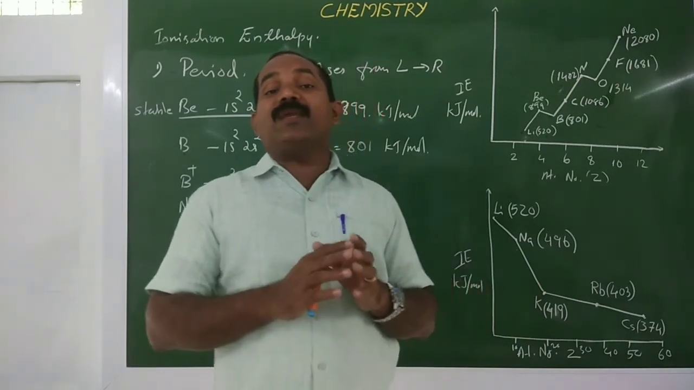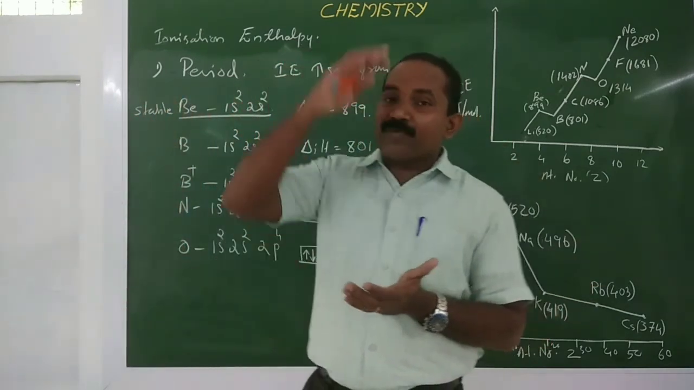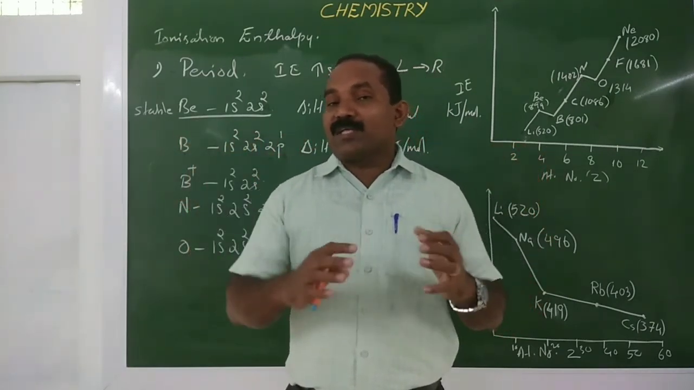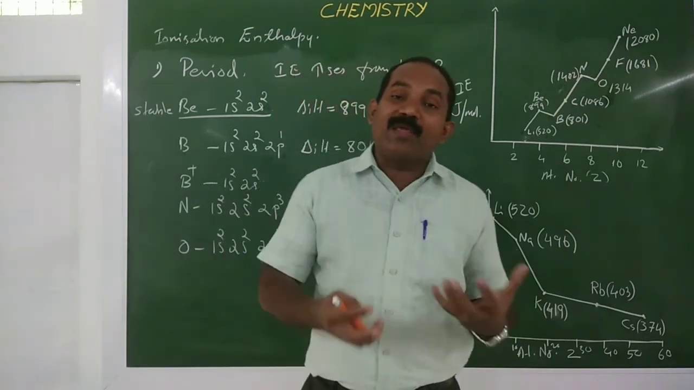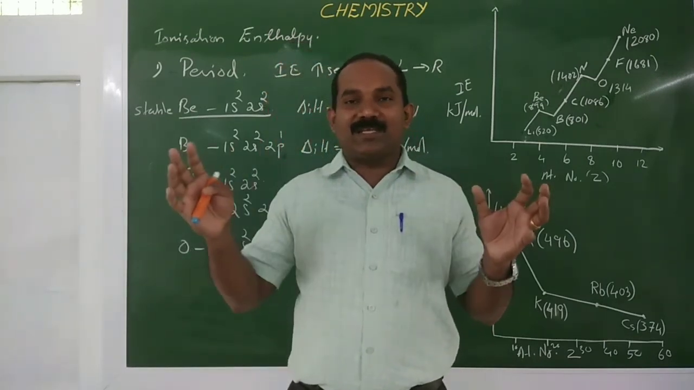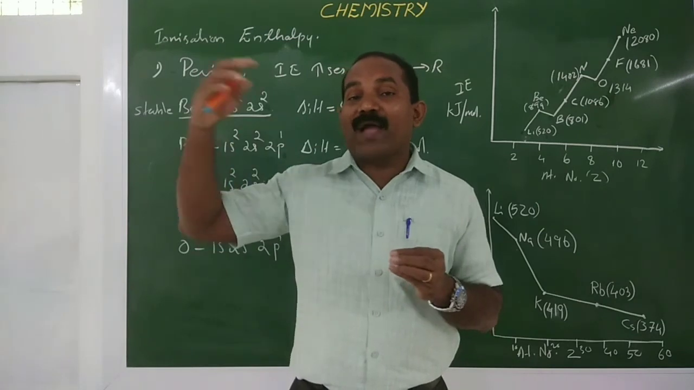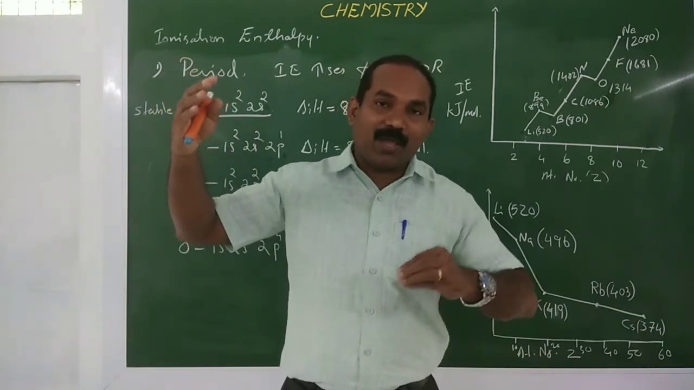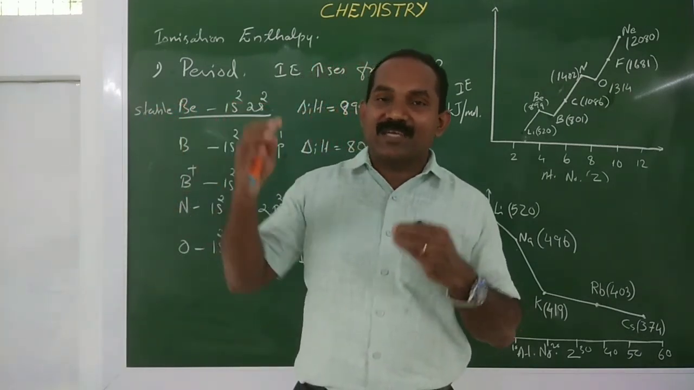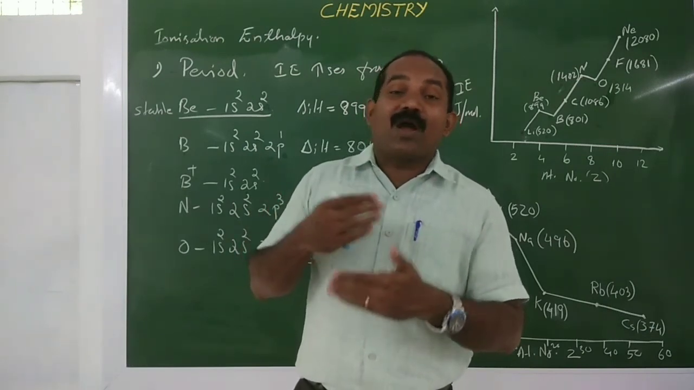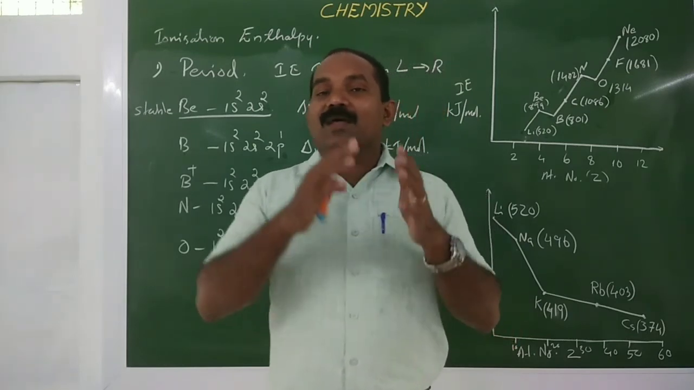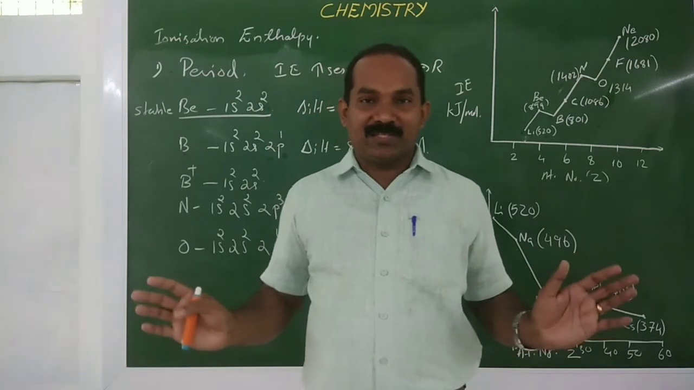It is due to increase in the size of the atom. From top to bottom, the size increases. Sodium is bigger than lithium, potassium is bigger than sodium, rubidium is bigger than potassium, cesium is bigger than rubidium. So when size increases, the attraction between the nucleus and the valence shell electron decreases. The electron is not strongly attracted by the nucleus, and consequently the ionization energy decreases.